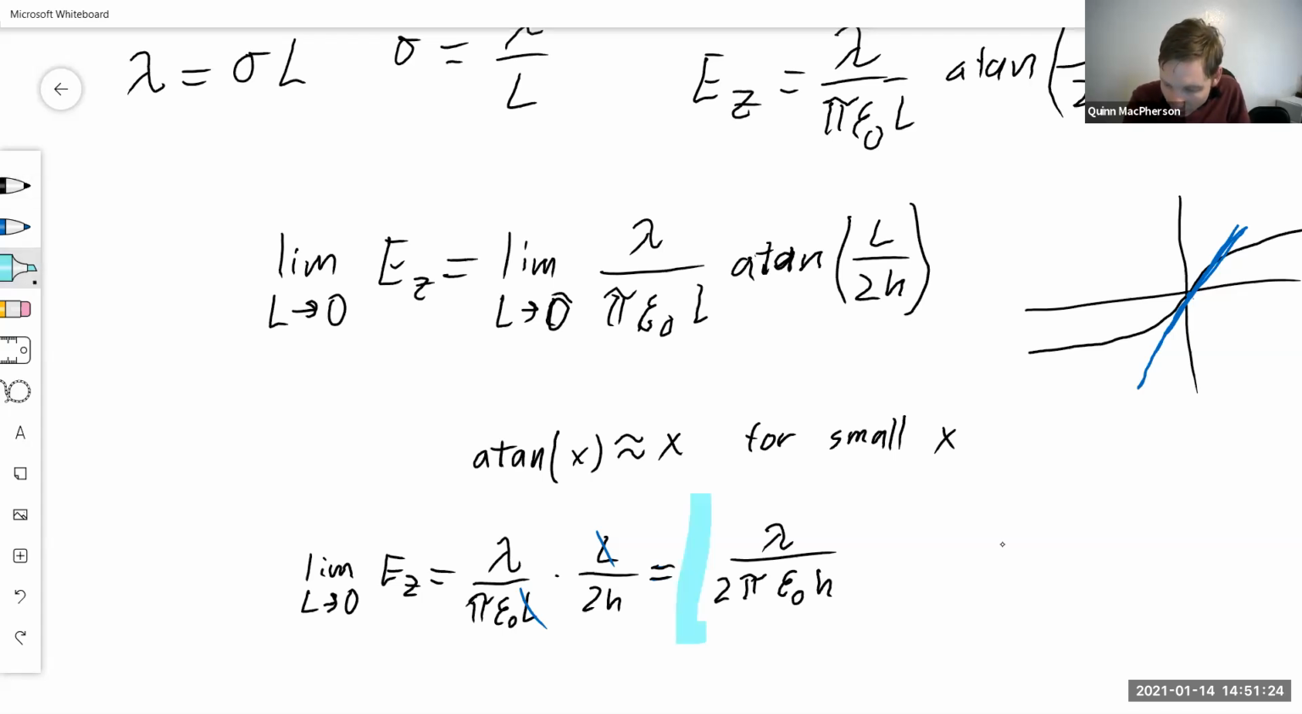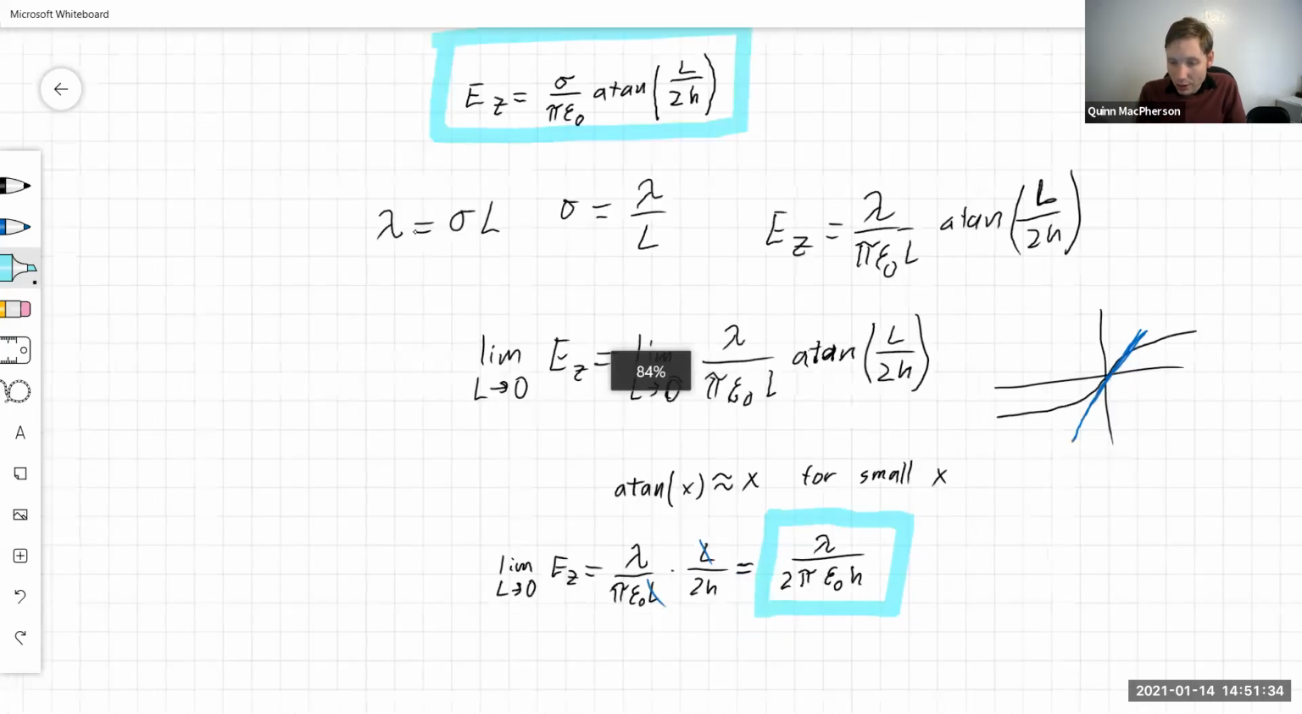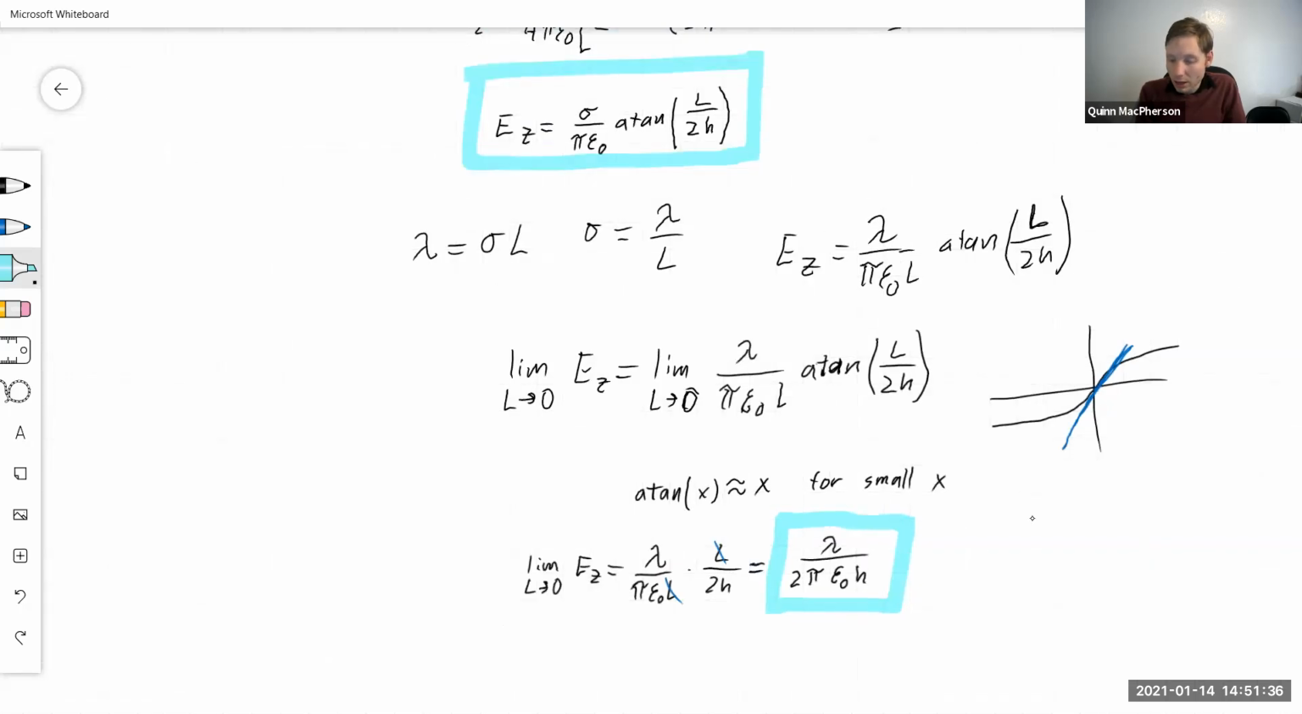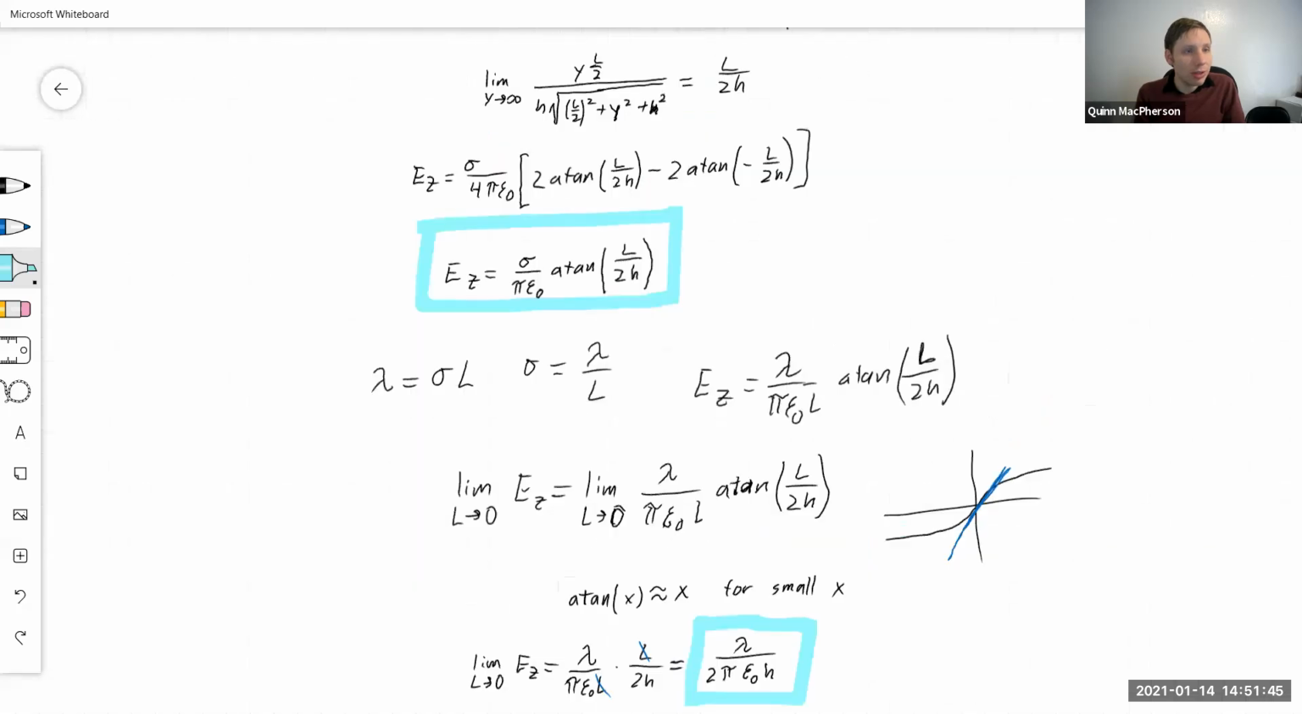This is a very look-upable answer. This is indeed the field you would get from an infinite line charge. So this here has been a limit test of our solution. Our solution is up here. So with that, have fun on the rest of the homework.